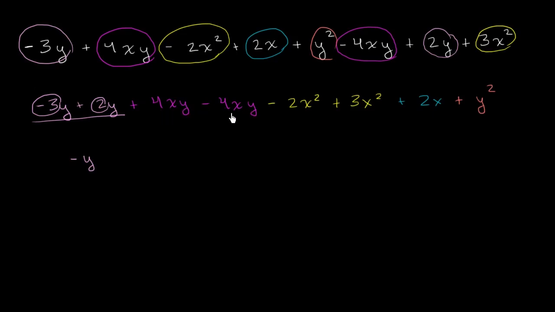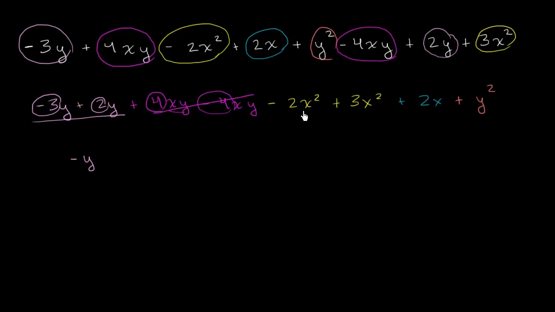Now let's look at the xy terms. If I have 4 xy's, and I were to take away 4 xy's, how many xy's am I left with? Well, I'm left with no xy's. Or you could say, add the coefficients. 4 plus negative 4 gives you 0 xy's. Either way, these two cancel out. If I have 4 of something and I take away those 4 of that something, I'm left with none of them.